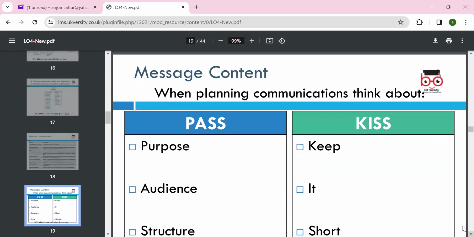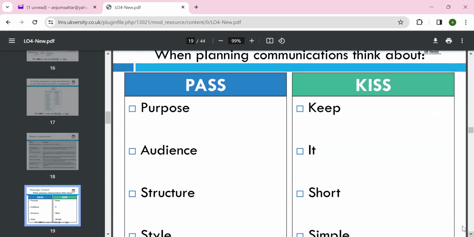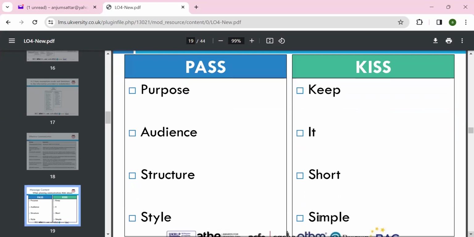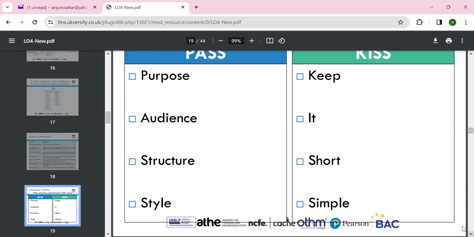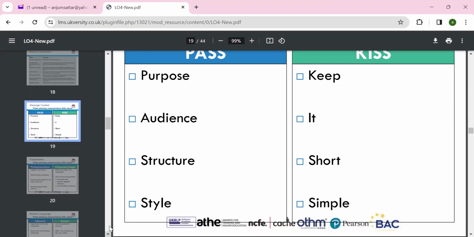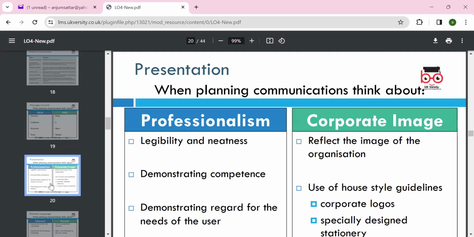Okay, we have two approaches we can use: PASS and KISS. PASS means purpose, audience, structure and style you adopt, and KISS means keep it short and simple. Your communication should not overload information, but the key message, the object of the message, needs to be passed.